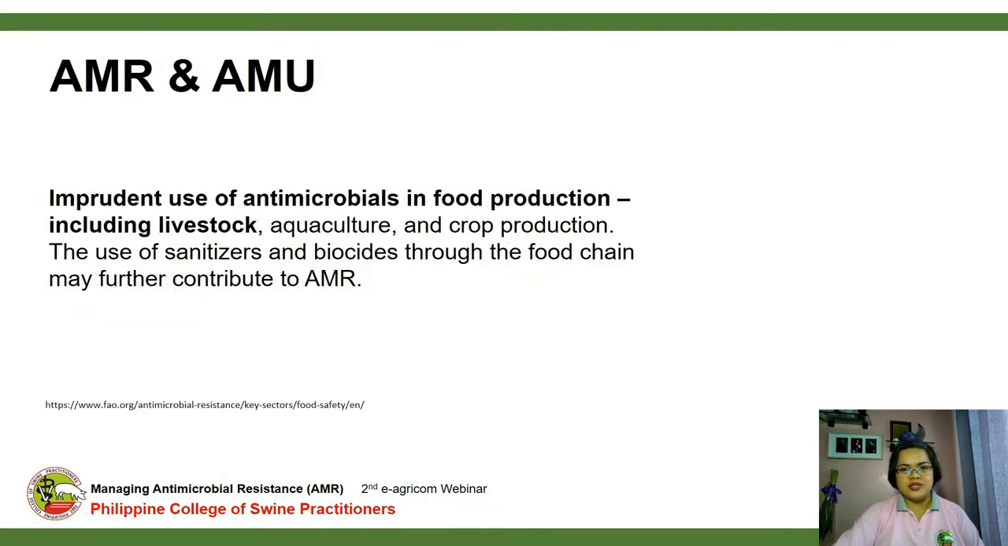When you look at discussions around AMR and AMU, the assumption always is that it is imprudent use of antimicrobials in food production, including livestock, aquaculture, and crop production, that is prevalent. And the use of such, like antibiotics, including sanitizers and biocides, through the food chain may further contribute to AMR.